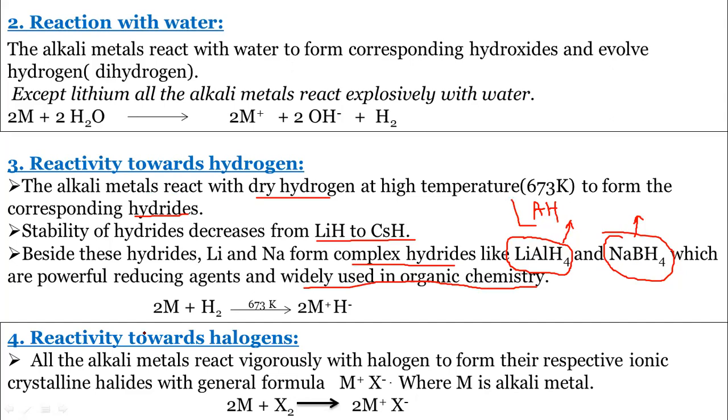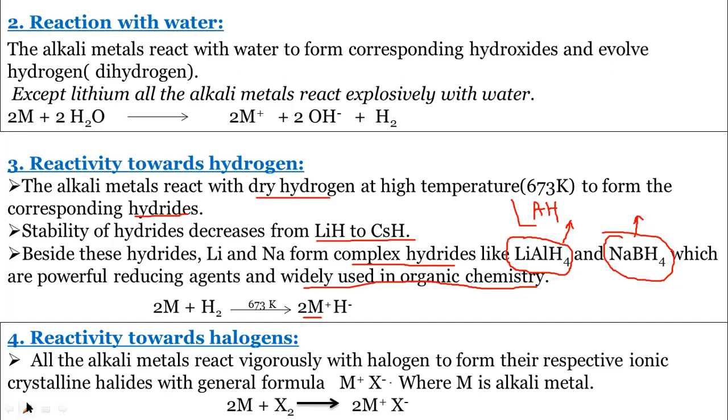But the other alkali metals form only these simple hydrides. So the general reaction is shown here: 2M plus H2, the temperature is given, the hydrogen should be dry, gives 2M+ H-. These kinds of hydrides will be formed.